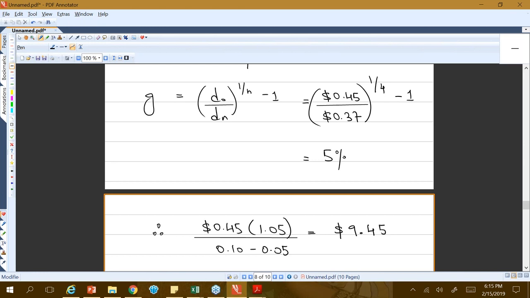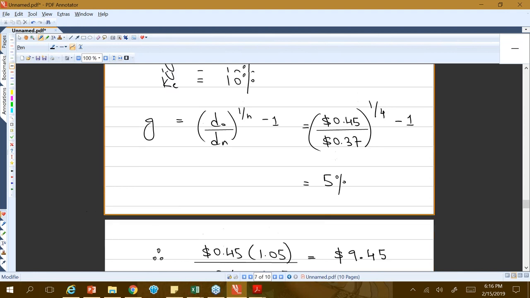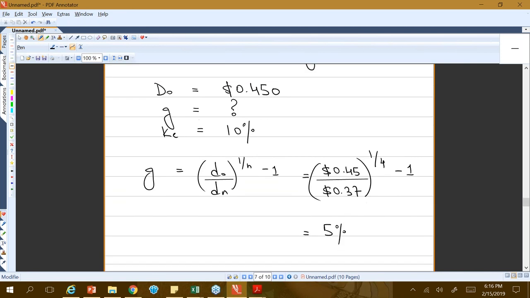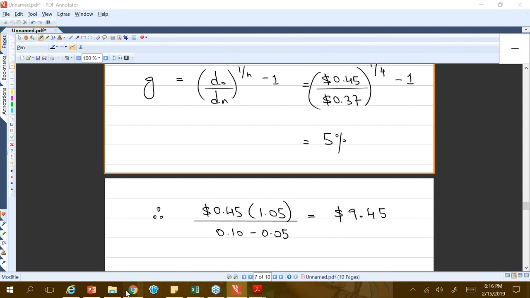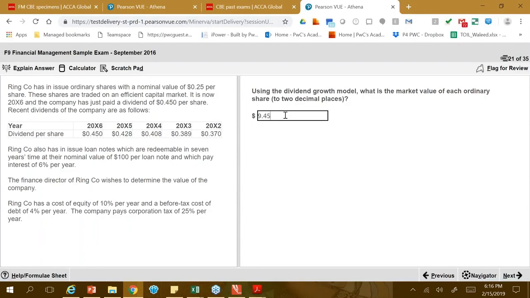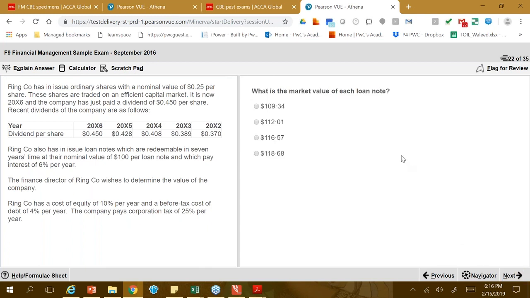$9.45. Any questions here on this one? Good question on DVM, which we get $9.45. Any questions up to this point on this area? So we worked out the G. After working out the G, we put in the values to find the 9.45. Okay, all good.